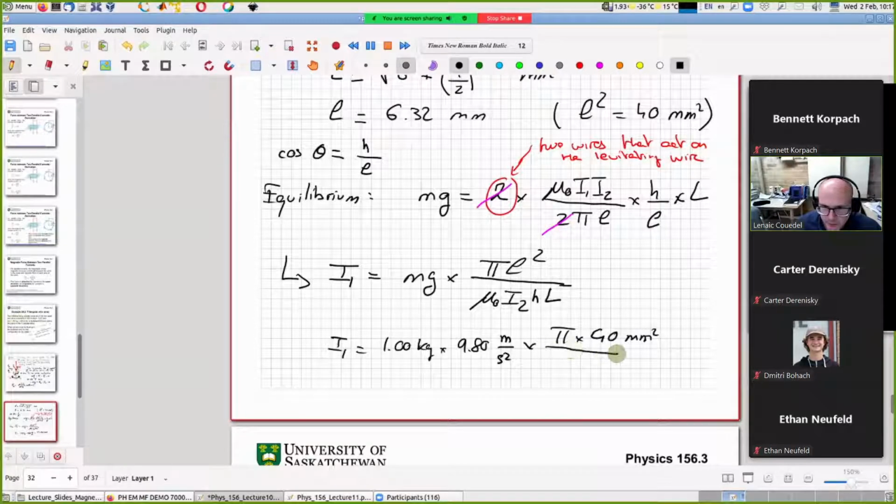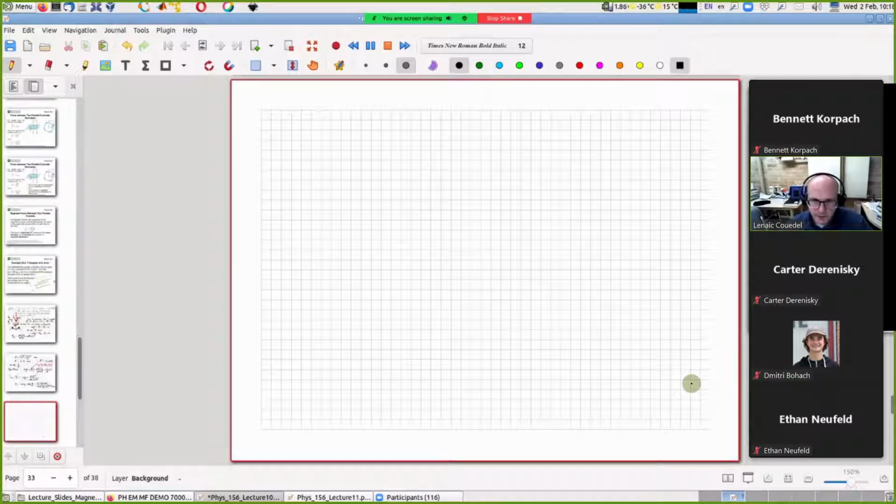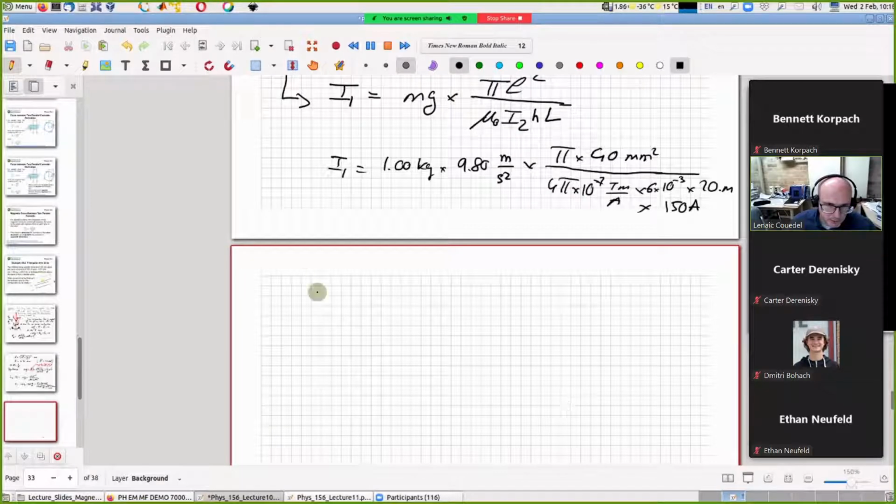Divided by mu 0, so it's 4 pi 10 to the minus 7 Tesla meter divided by amps, times 6 millimeter times 20 meter times 150 amps, the H2. And if you calculate this, and I haven't made any mistake using my calculator, you should find 54.5 amps.